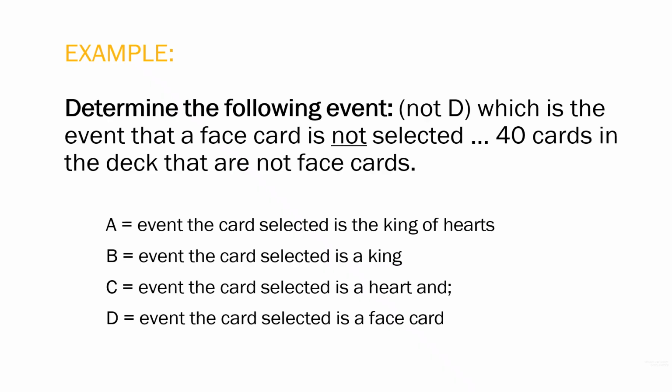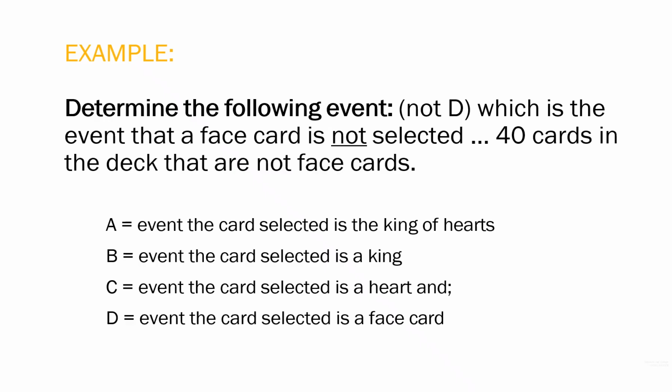To describe relationships among events, let's look at an example. In this one, we're going to think about playing cards. For the experiment of randomly selecting one card from a deck of 52, let A equal the event the card selected is the King of Hearts, B is the event the card selected is a king, C is the event that the card selected is a heart, and D is the event the card selected is a face card. Determine the following event, not D. They're asking us which is the event that a face card is not selected.